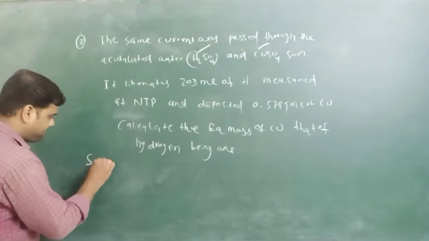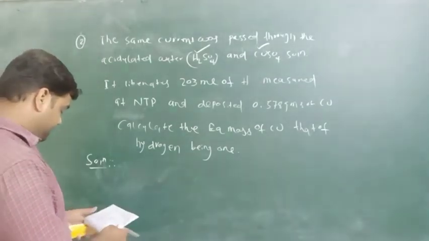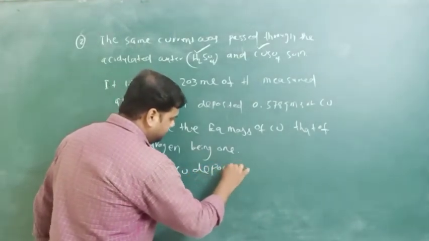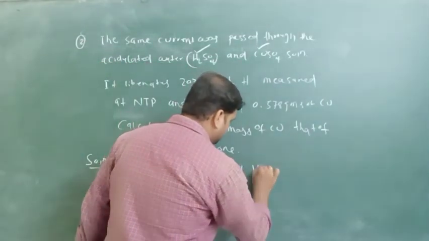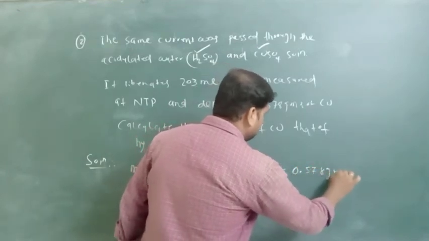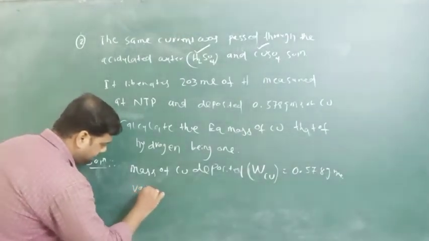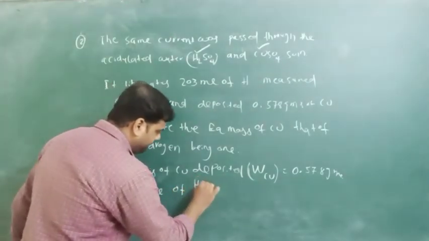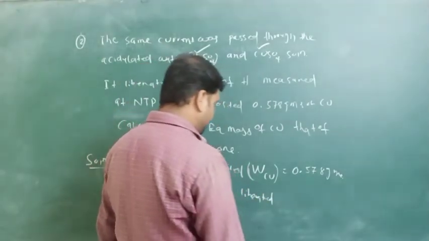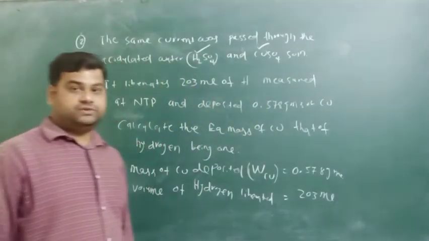So the solution: here, the mass of copper deposited, WCu, equals 0.578 grams, and the volume of hydrogen liberated is 203 ml.